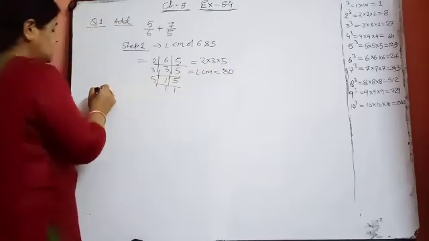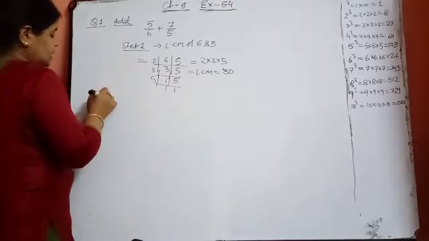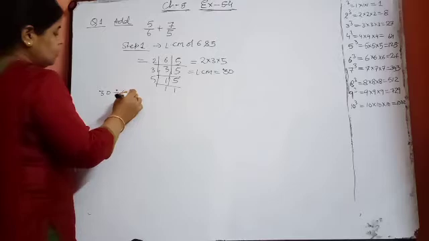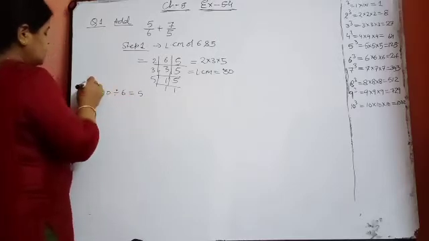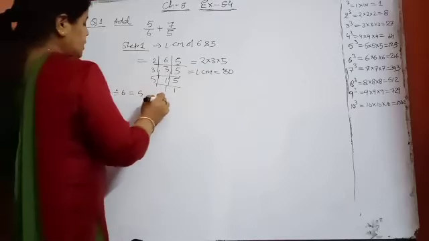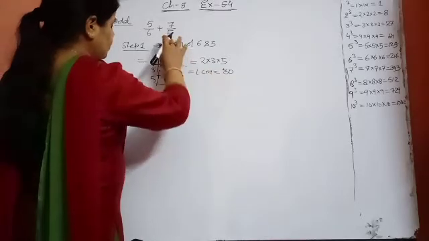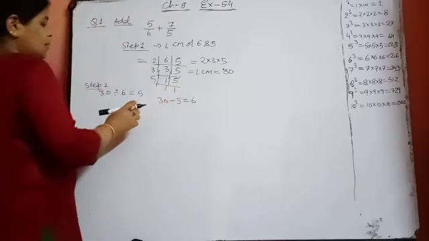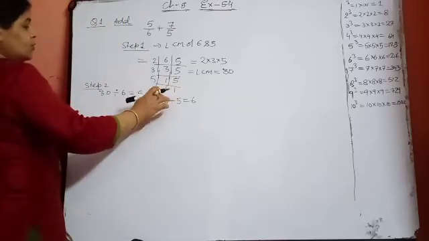Now this 30 will be divided by the first denominator 6. What will come? 5. It is step number 2. And again the LCM 30 will be divided by 5. What will come? 6. Okay. 5 sixes are 30.